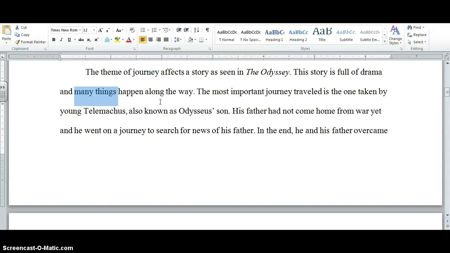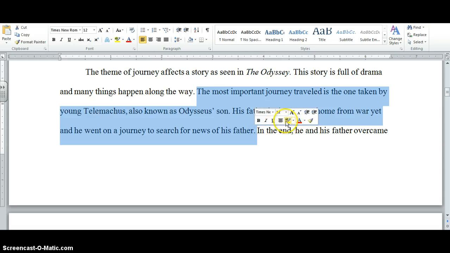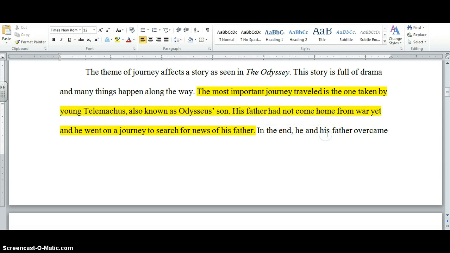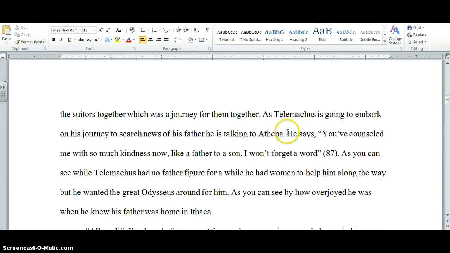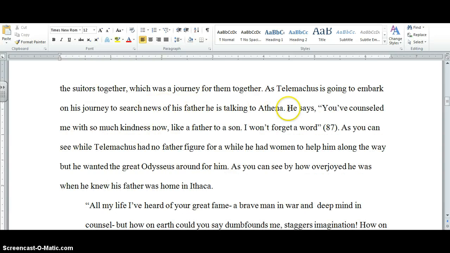"The most important journey traveled is the one taken by young Telemachus, also known as Odysseus' son. His father had not come home from war yet, and he went on a journey to search for news of his father." Combine these two sentences. They don't need to be separate. "In the end, he and his father overcame the suitors together, which was a journey for them together. As Telemachus is going to embark on his journey to search," you've already said that.